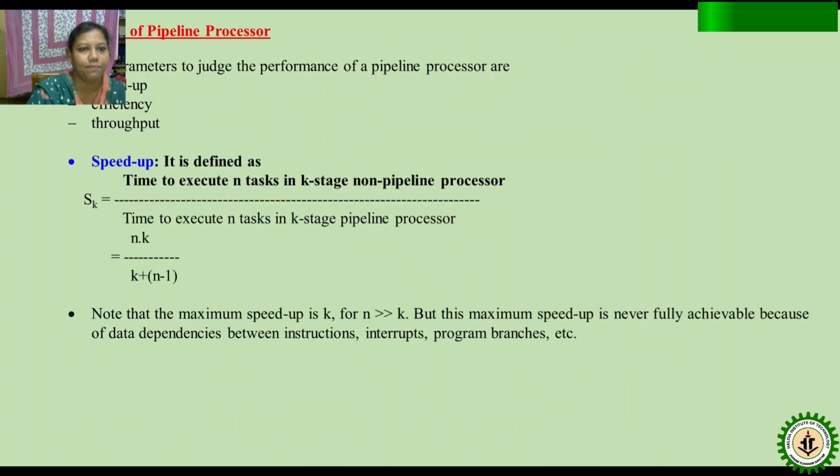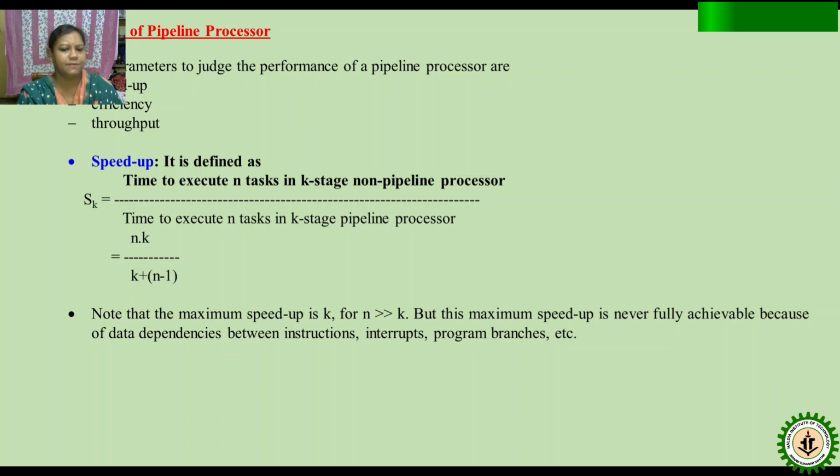Now how to calculate the performance? There are three parameters to calculate the performance of the pipeline process: speedup, efficiency and throughput. What is speedup? The formula to calculate the speedup is Sk equals the time to execute n tasks in a k-stage non-pipeline divided by the time to execute n tasks in a k-stage pipeline. So non-pipeline divided by pipeline processor time. In a non-pipeline structure, if there are k stages and n tasks, it is n into k, and in a pipeline structure it is k plus n minus 1.